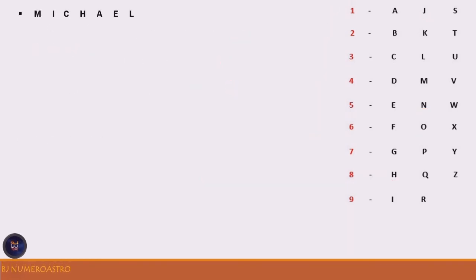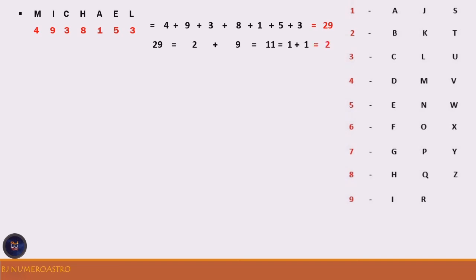So another example is someone bearing Michael. So M has a value 4, I 9, C 3, H 8, A 1, E 5, and L 3. So we're having 4, 9, 3, 8, 1, 5, 3. Just sum everything. No matter how long the numbers can be, just sum it. 4 plus 9 plus 3 plus 8 plus 1 plus 5 plus 3, and that gives 29. So we're going to continue. 29 will be equal to 2 plus 9, and that's 11. 11 will be equal to 1 plus 1, and that's 2. So someone bearing Michael, the value is 2.